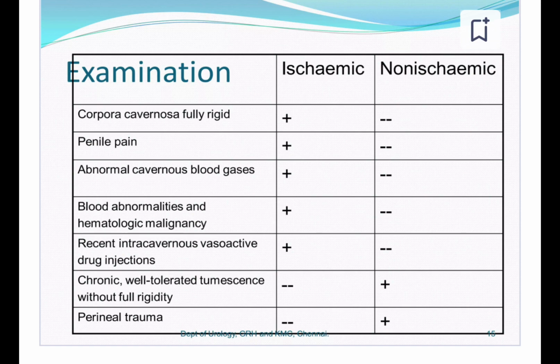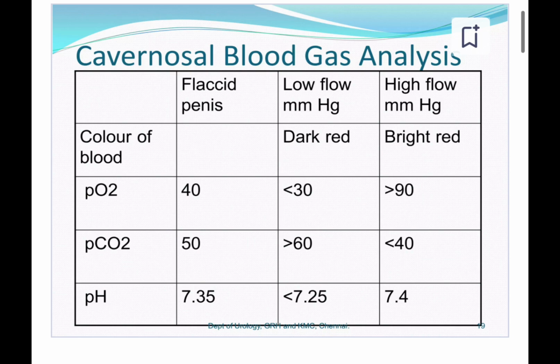Now if we perform the ABG during initial treatment, in case of ischemic priapism, there will be hypoxia along with hypercapnia and acidosis. The partial pressure of oxygen will be less than 30 mm of Hg, so there will be hypoxia. The carbon dioxide level will be high, more than 60 mm of Hg, showing hypercapnia, and the pH will be low, showing acidosis.